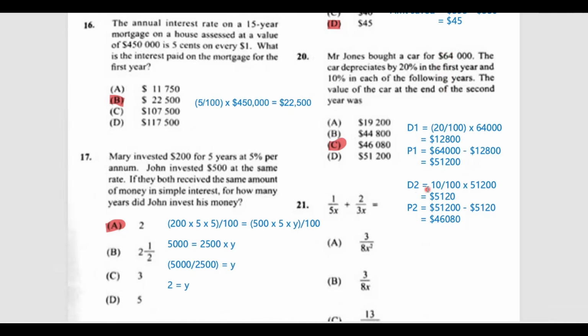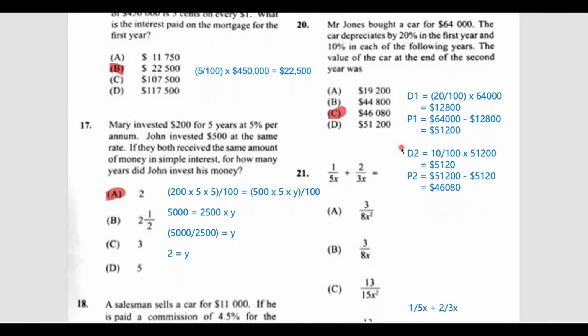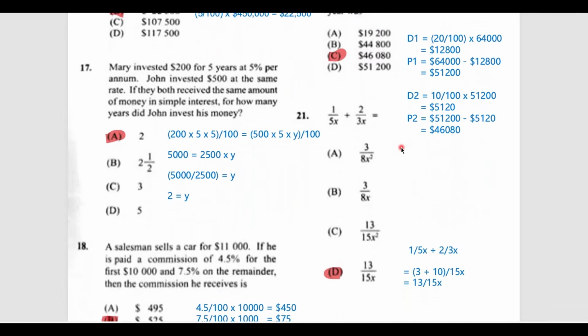In the second year, 10% of the 51,200, you just basically drop a zero. You get 5,120. Subtract that back from the 51,200, and you will get an answer of 46,080. So you can see this question really takes some working. It's one of those questions to slow you down, but just keep at it. All right, keep at it.